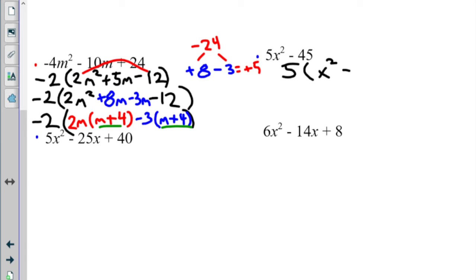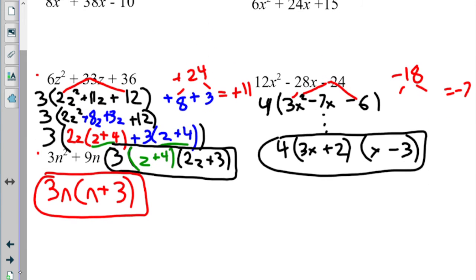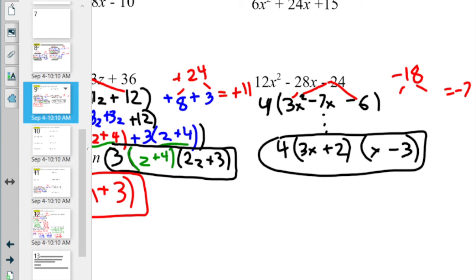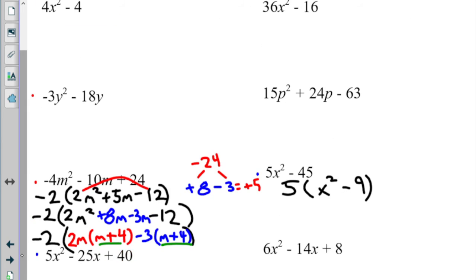x squared minus 45 divided by 5 is 9. So we have x squared minus 9. Now, we are not done yet, because we still have an x squared thing happening here. The last time we looked at a problem similar to this was down here with the 3n squared plus 9n. The difference there is that we were able to take an n out, and now we don't have an n squared term anymore, and we're done. This time, we were only able to take a 5 out. We still have an x squared term happening here.